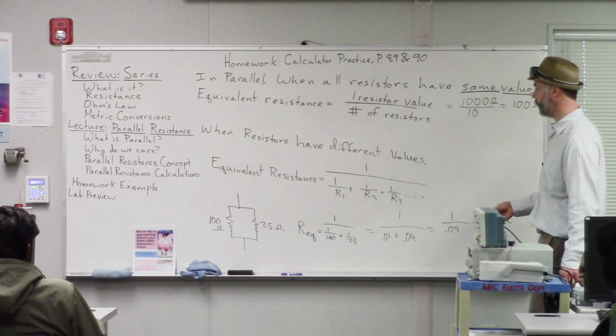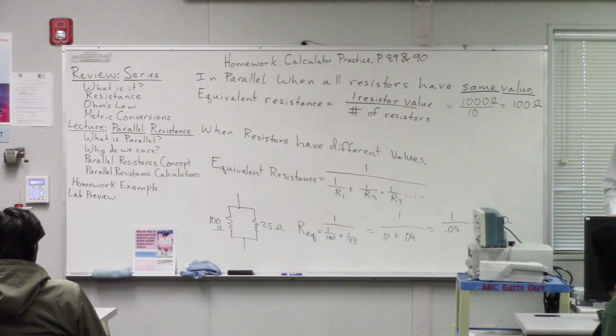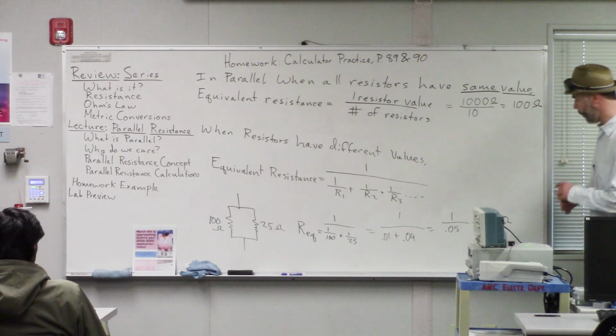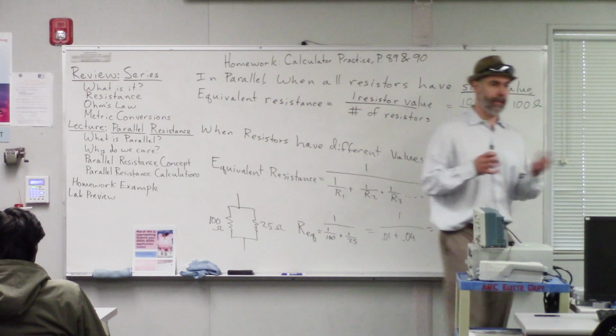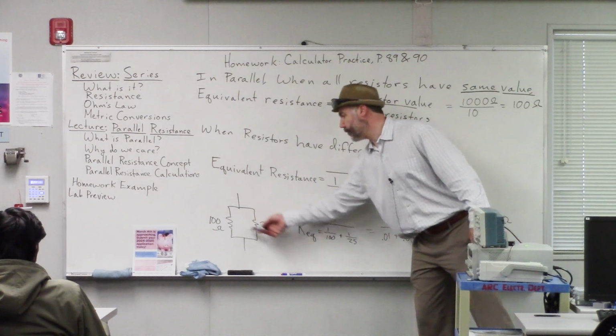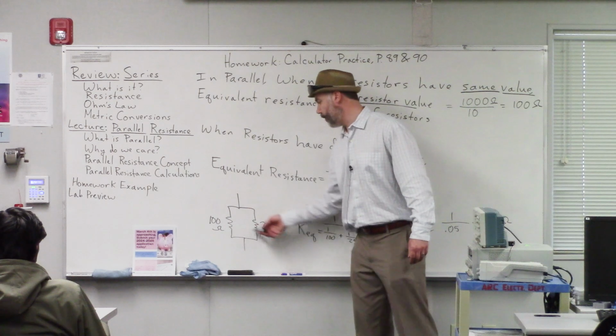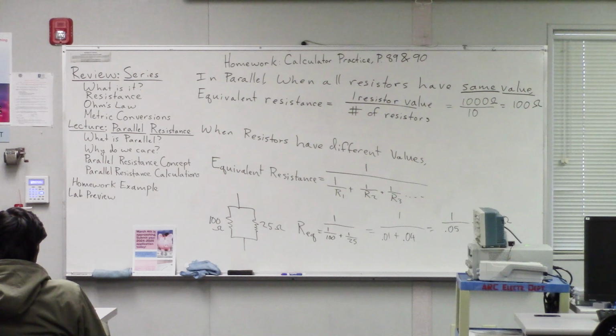So that's the equivalent resistance of these two resistors in parallel. Okay? So again, notice that this equivalent resistance is less than either one of these resistors. That's always true for parallel resistance. The total resistance is less than the smallest value that you have in your circuit. Okay. Should I do one more of these examples? Yeah? All right.